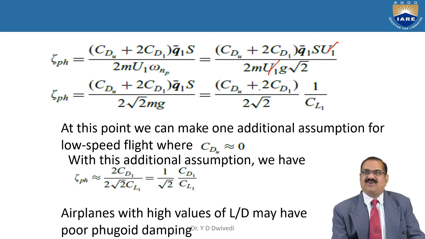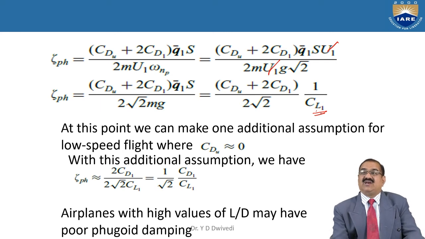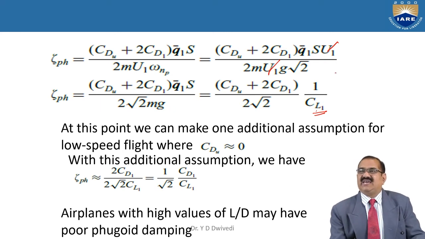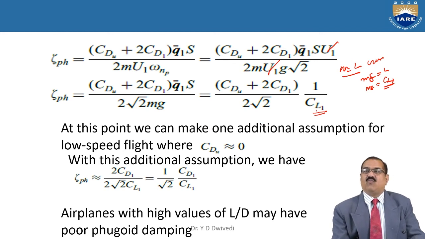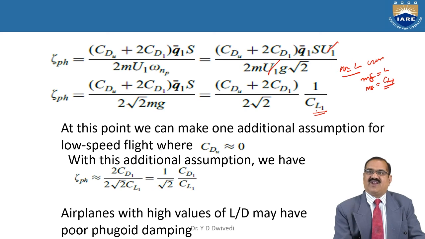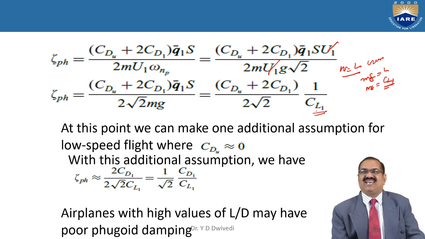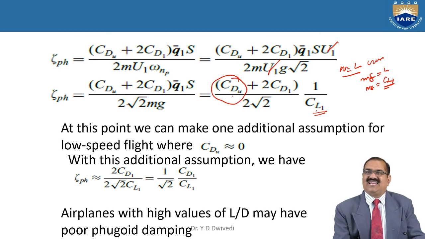So here C_Du plus 2 C_D1 over 2 root 2 into 1 by C_L1. How do we get the C_L1? mg is equal to weight, which is equal to lift. For the cruise flight we can write mg is equal to L, so mg corresponds to C_L1 here. At this point, we can make one additional assumption for low speed flight, where C_Du, that is dC_D by du, is very, very small.